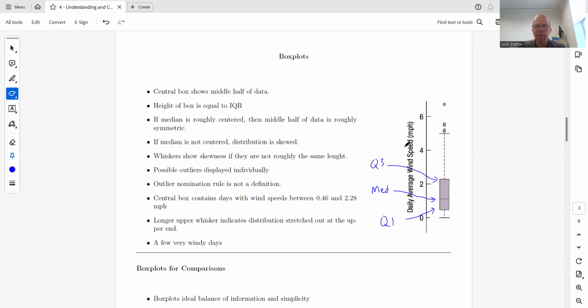Possible outliers are displayed individually. So anything outside these whiskers would be outliers. And since this is so far skewed this way, we're not going to have any outliers this way. All the outliers, if there are any, would be up here.